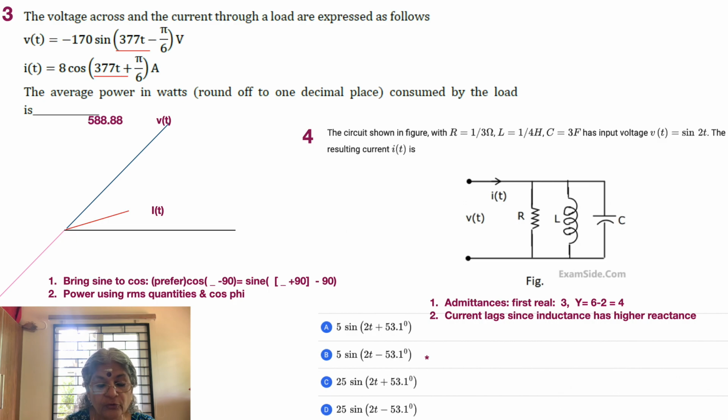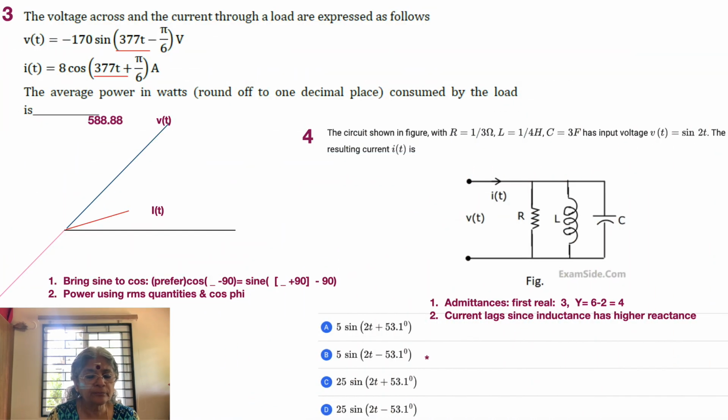It has input voltage Vt equal to sine 2t, so the magnitude is 1 and omega equal to 2. There's no lead or lag angle. The resulting current has to be calculated. The current It, the instantaneous value of the sinusoidal version, is to be calculated, and the answers are all in sine. So we can easily calculate by finding out what happens to the current components drawn by the resistor, the inductor and the capacitor together.